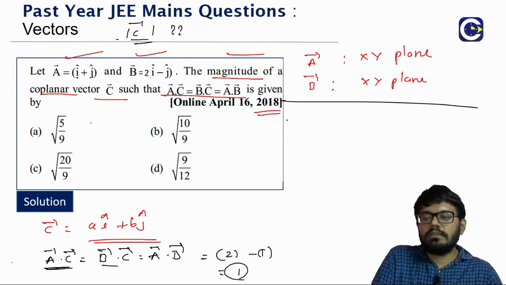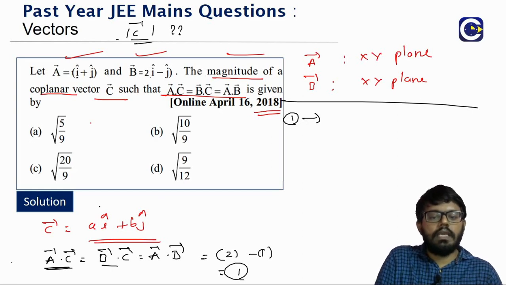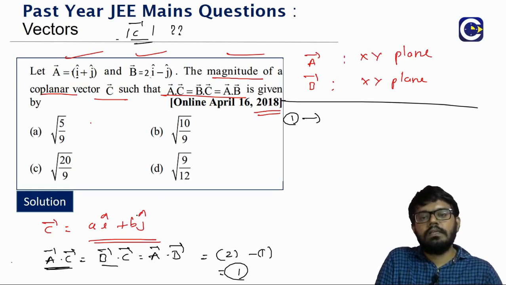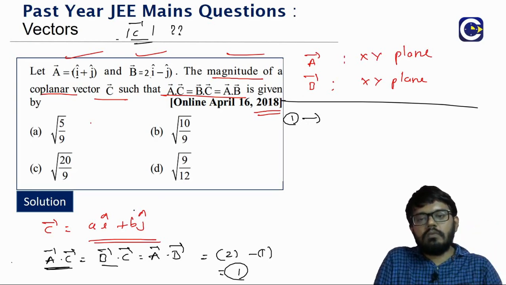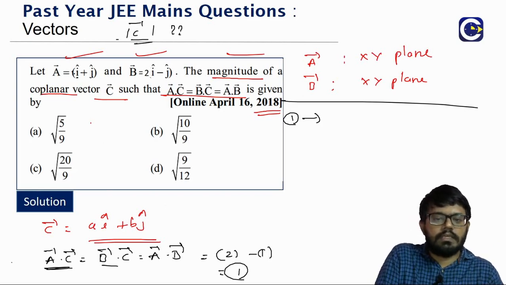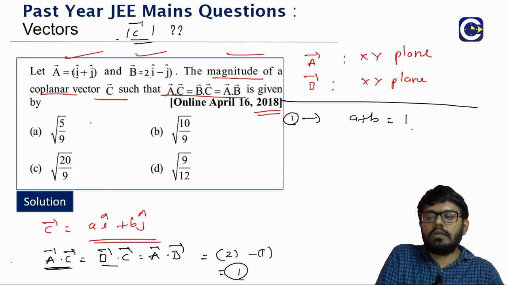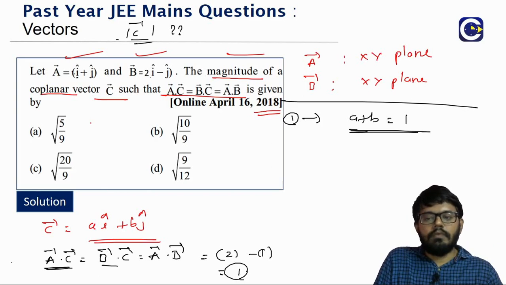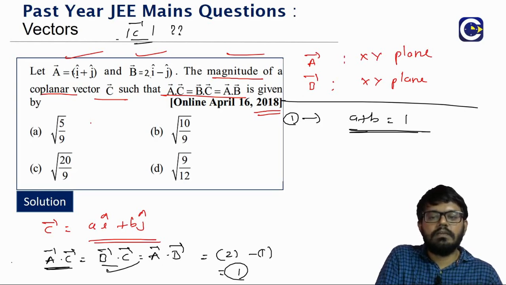So we will get two equations. The first equation is A dot C is 1. What is the dot product of two vectors? The product of the I components plus the product of the J components, and if there is a k component, the product of the k components also comes. So here it is 1 into a plus 1 into b. So a plus b is equal to the A dot B value. Next we equate B dot C to 1. B dot C is 2 into a minus 1 into b. This is our second equation.